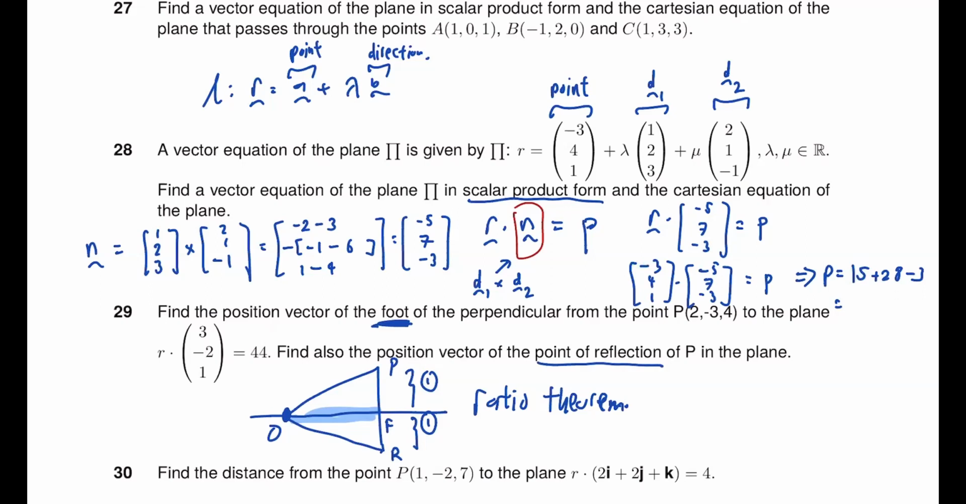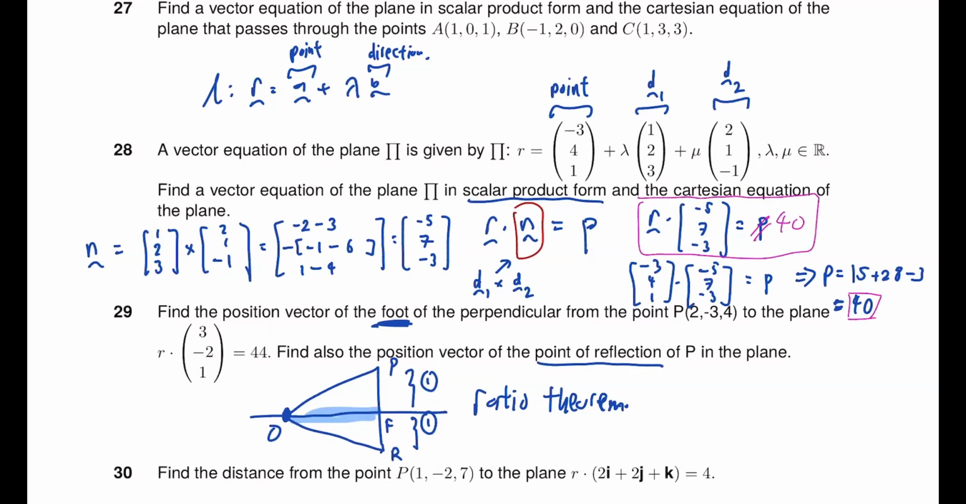Then type in a calculator. 15 plus 28 minus 3, you get 40, right? Is that correct? Yeah. So therefore p is 40. You found your scalar product equation.